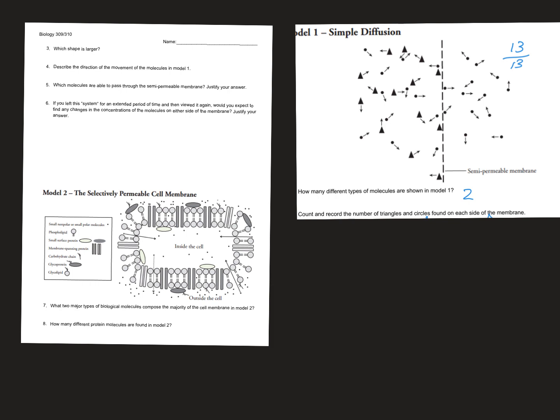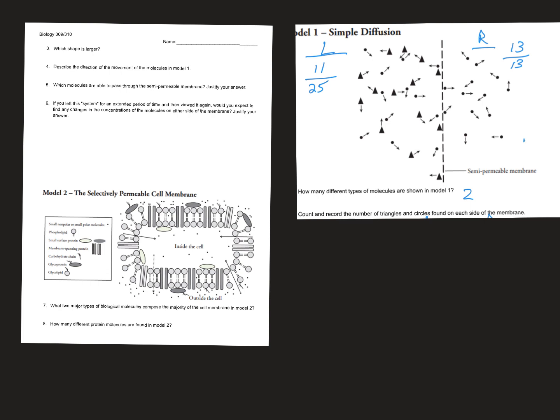On this side, let me count again: 1, 2, 3, 4, 5, 6, 7, 8, 9, 10, 11. This side is 11 out of what? 11, 12, 13, up to 25. So 11 out of 25. There are 25 molecules on this side, and 11 of them are the small circles, right? Do you agree? So the concentration on the left is 11 out of 25.